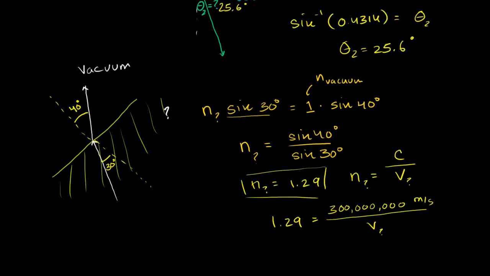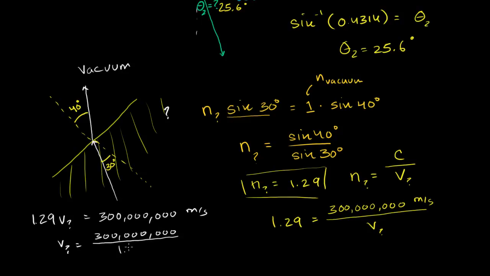I'm running out of space over here. I have other stuff written over here. So I could multiply both sides by this v, and I'll get 1.29 times this v with a question mark is going to be equal to 300 million meters per second. And then I can divide both sides by 1.29. V question mark is going to be this whole thing, 300 million divided by 1.29. Or another way to think of it is light travels 1.29 times faster in a vacuum than it does in this material right over here.